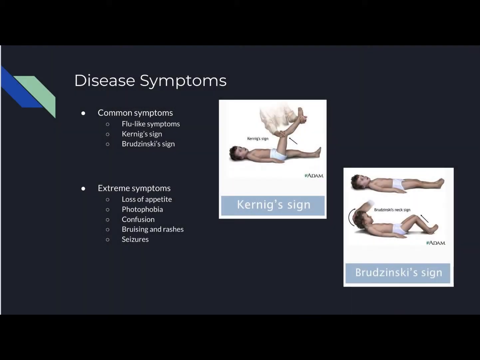Blumkin's disease has common and extreme symptoms. The common ones include flu-like symptoms, which are high fever, headache, and fatigue, which, as we know, all vector-borne diseases have. The symptoms of Proteus meningitis include the Koenig sign, which is severe stiffness of the hamstrings, causing an inability to straighten the leg when the hip is flexed to 90 degrees, as you can see in this picture. And Brudzinski's sign, which is severe neck stiffness, causing a patient's hips and knees to flex when the neck is flexed, as you can see in this picture.